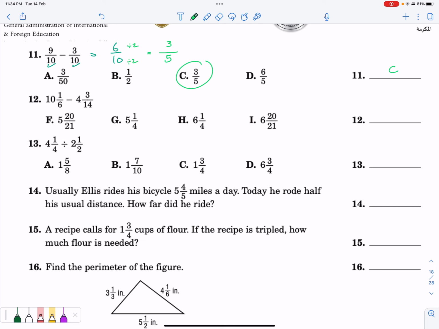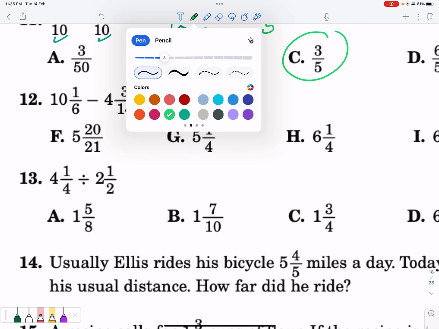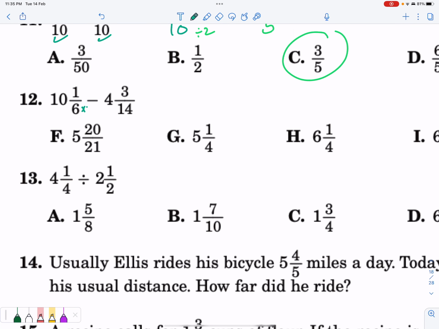We can't make them 24. Okay, I can't think of any close number to make them the same, so I will multiply the 6 up and down by 14, and here I will multiply up and down by 6.